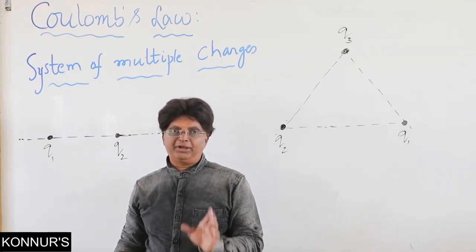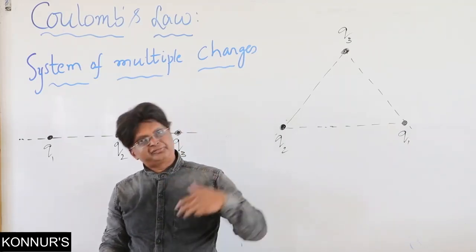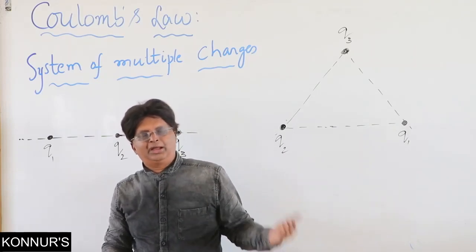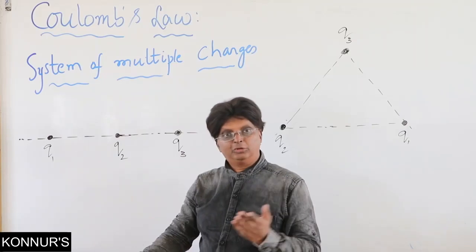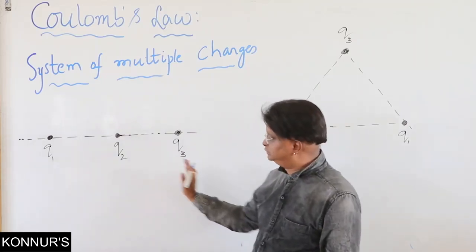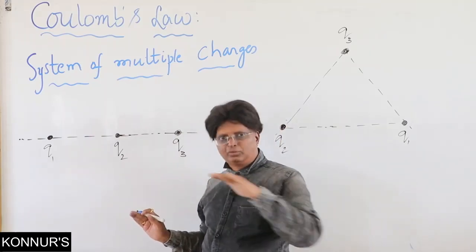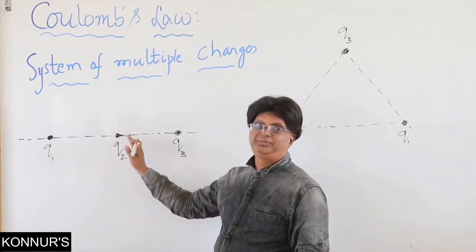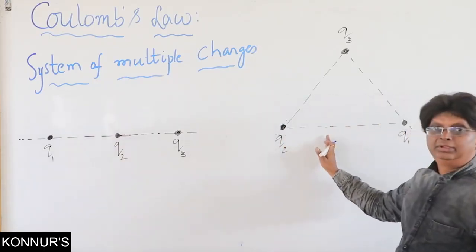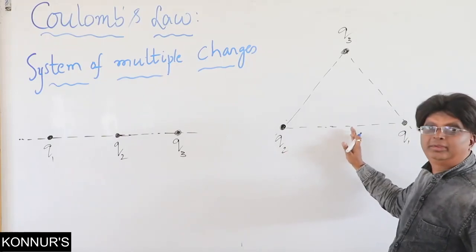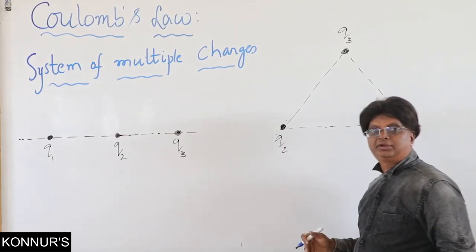Now, to begin with multiple charges, I am taking 3 charges. Afterwards, the same rules we will apply for any number of charges in the system. Now look at this case. I have shown Q1, Q2, Q3. The 3 charges are all collinear on the same straight line, or it can be like this also. They are not collinear. I call them coplanar. So collinear charges, coplanar charges.